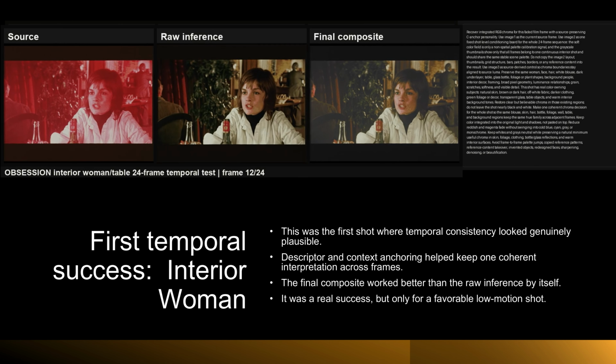After the still route, the obvious question was, can these lessons survive over time? This moving example was the first temporal result that looked genuinely plausible across contiguous frames. What helped here was not only color guidance, we also needed semantic anchoring and descriptor logic. The model needed to stay inside one coherent interpretation of the shot. But again, the limitation is important. This was a favorable shot. It is a woman sitting in one location with relatively low motion. So it is not the hardest possible test.